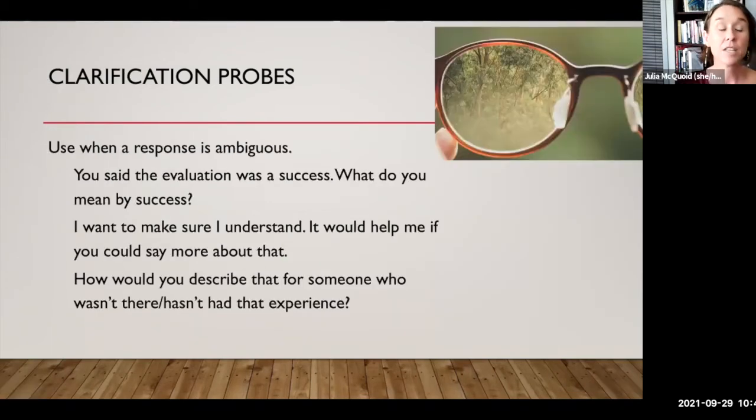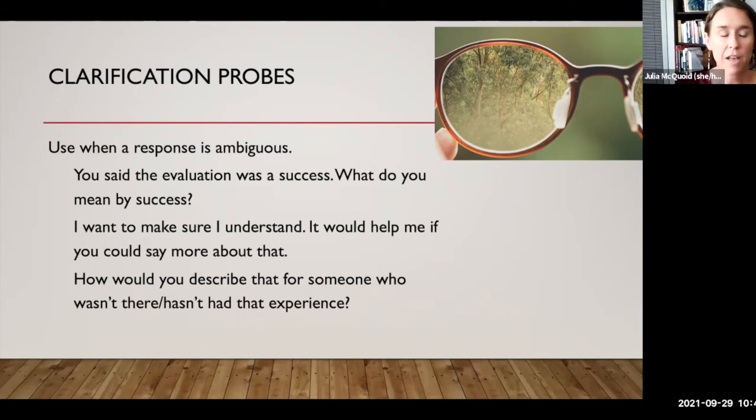All right. So another kind of probe would be a clarification probe. This is when you don't fully understand what the person means by something, or as we'll touch on later, the person assumes that you know what they mean. So they've used a shorthand way to talk about it, assuming that you understand, and maybe you do understand, but if it's not there on the interview transcript, then it's not data. So this is when you want them to clarify.